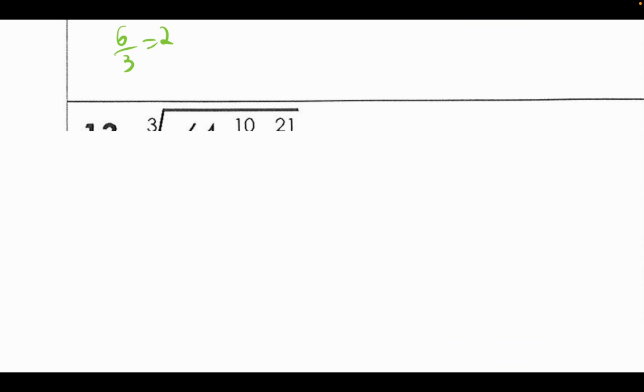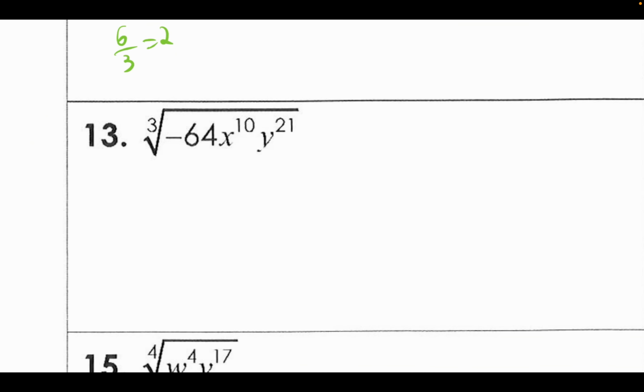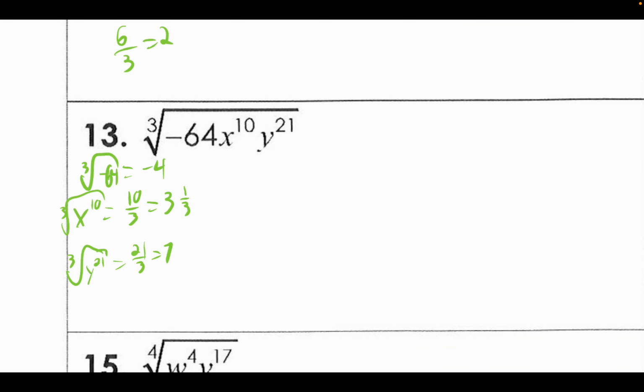Number 13, cube root of negative 64 x to the 10th, y to the 21st. So the cube root of negative 64 is negative 4. The cube root of x to the 10th, that's going to be 10 over 3, which is 3 and 1/3. And the cube root of y to the 21st is 21 divided by 3, which is 7.